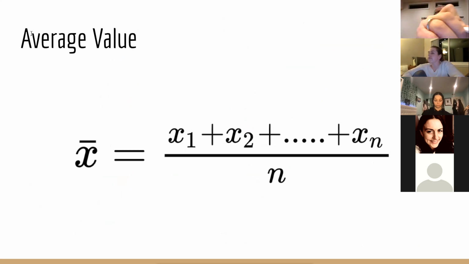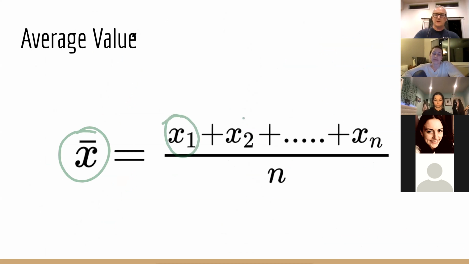So average, I think everyone knows how to compute average, or mean. It means the same thing, and that is represented by just having a dash over the top. So each one of these is a particular measurement, and then the mean or the average is just all of them added up and divided by the number of measurements you've done. I think that's pretty clear.